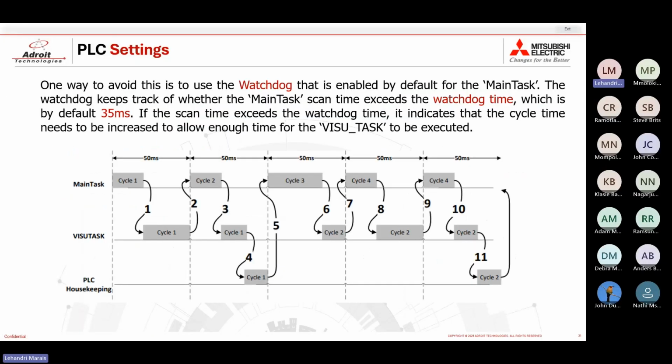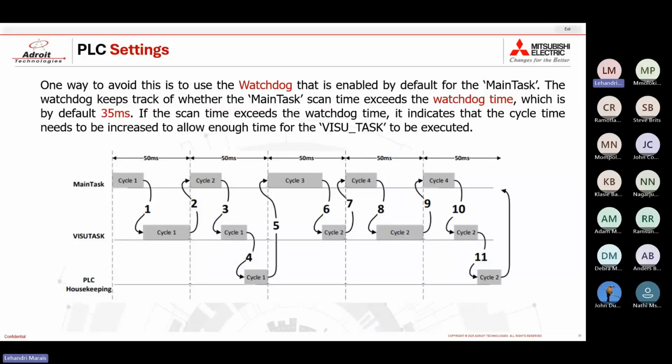One way to keep an eye on this and avoid it is by using the watchdog, which is included by default for your main task. The watchdog is a bit that turns on once the scan time of your main task has exceeded the watchdog timer. The watchdog timer is by default 35 milliseconds, and you are able to edit this, but it's not recommended. If you increase your cycle time, you can also increase the watchdog timer, but it's not recommended to decrease this.